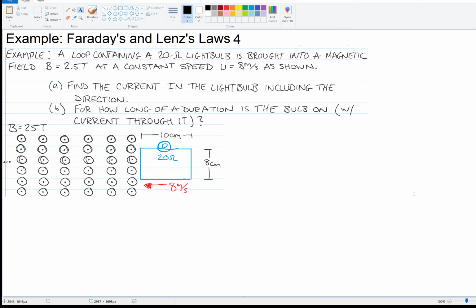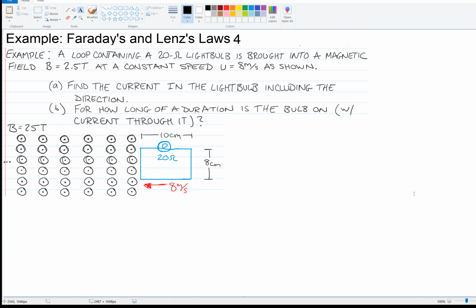Welcome back. We're talking about Faraday's and Lenz's laws. And so I've got an example here. We have a loop containing a 20 ohm light bulb, as shown in blue, and it's brought into a magnetic field, B equals 2.5 Tesla. And from the drawing, you see that the magnetic field is coming out towards us.